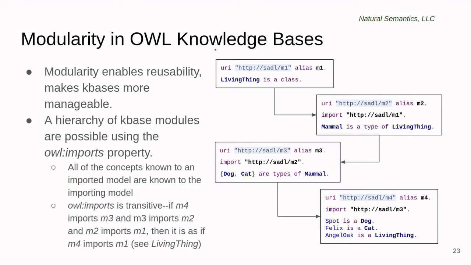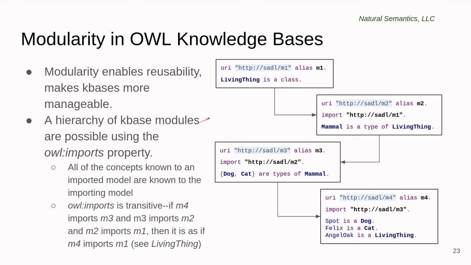Now let's talk about modularity in OWL knowledge bases. Modularity is important because it enables reuse. By modularizing a knowledge base, I may be able to use parts of it in many different applications. It also makes the knowledge bases more manageable because they're not one monolithic whole that I have to deal with. I can deal with them in manageable pieces. And OWL supports a hierarchy of K-base modules using the OWL imports property.